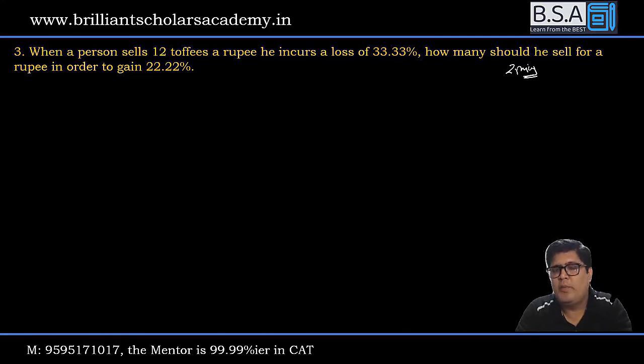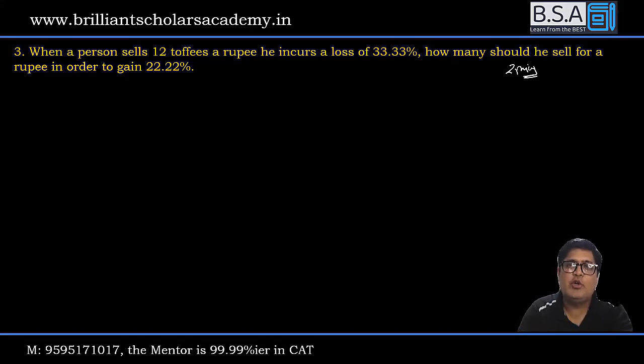The answer could be decimal. While framing the question in a hurry, the answer might be decimal. The question says, when a person sells 12 toffees for a rupee, he incurs a loss of 33.33 percent.